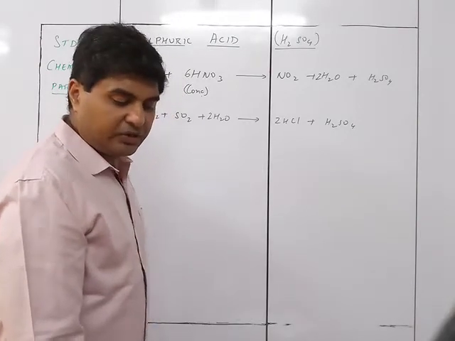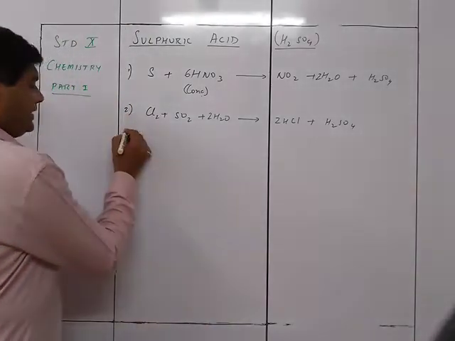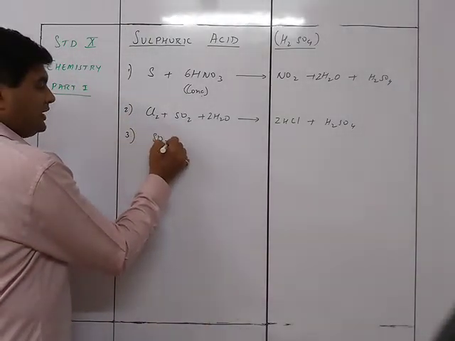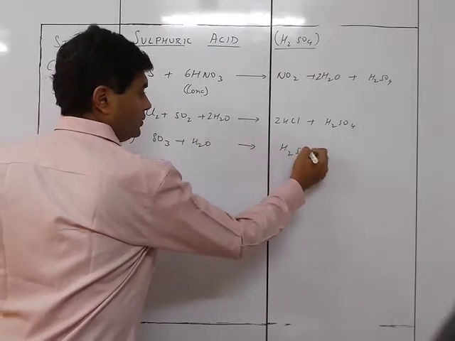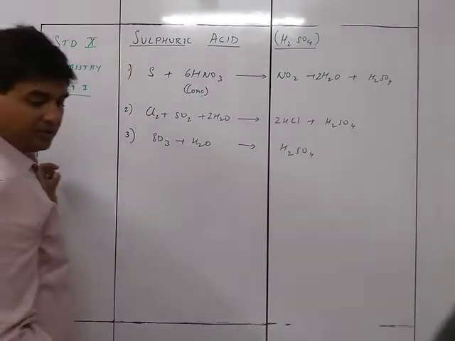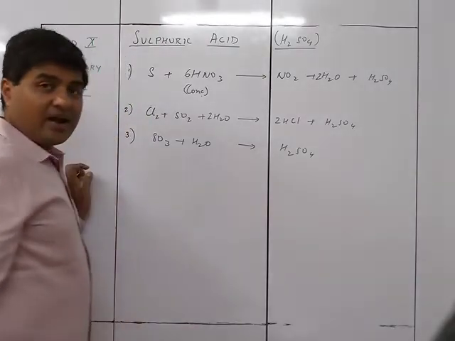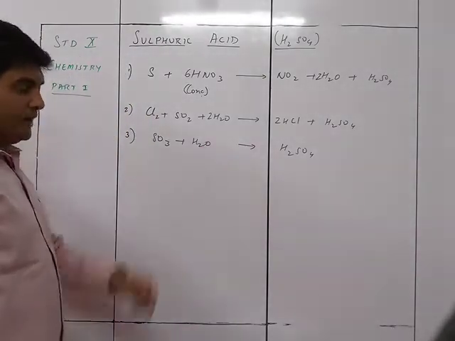Third one is dissolution of sulfur trioxide in water. That is a very easy one. SO3 plus H2O is going to give you H2SO4. So that is the direct thing over here. That is, sulfur trioxide and water is going to give you H2SO4.